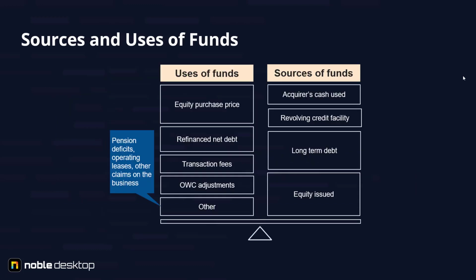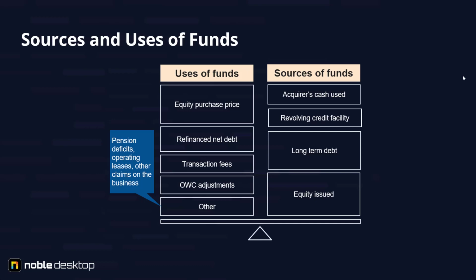The more complex sources and uses of funds table looks like that. Here, the uses of funds would include equity purchase price, and in addition to that, any refinanced net debt, transaction fees such as advisory fees, debt issuance fees, equity issuance fees, and so on. Operating working capital adjustments and other uses of funds such as pension deficits, operating leases, and other claims on the business of the target.